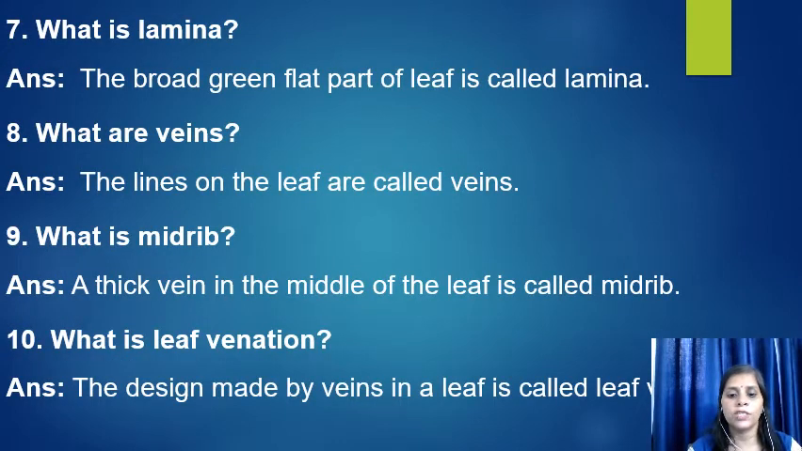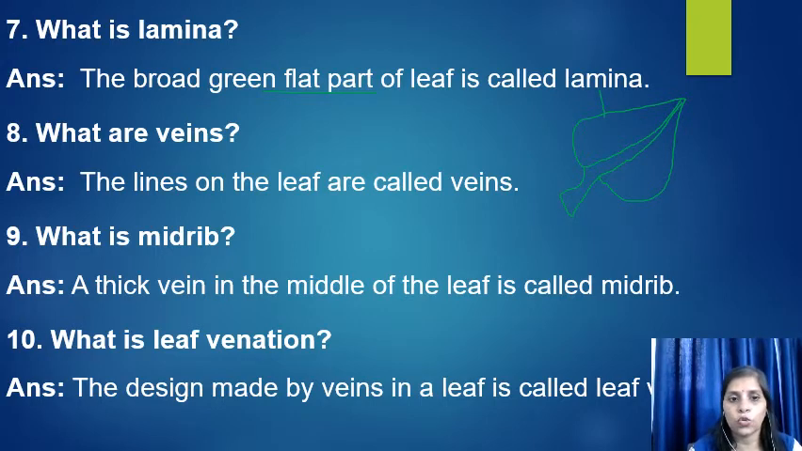The next question which has been given to us here is, what is lamina? The broad green flat part of the leaf is called lamina. The leaf structure is something like this, and this is the stalk from which the leaf is connected to the stem. This is known as petiole. Then the green flat surface of the leaf which you see over here is known as your lamina.